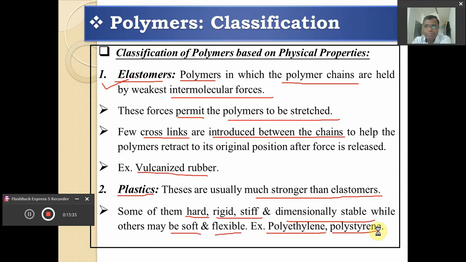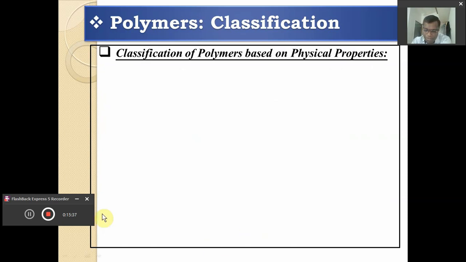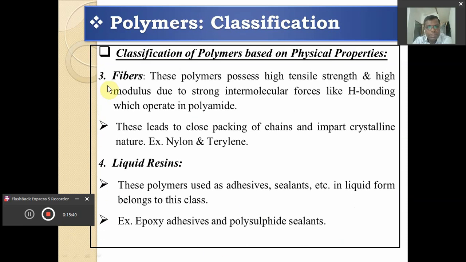So this is about the type of polymer based upon the physical properties. The next type of polymer based upon the physical properties is fiber. We have heard this word many times. What is a fiber? These polymers are present in many plants and animals also. These polymers possess high tensile strength and a high value of modulus due to rigidity, because of strong intermolecular forces like hydrogen bonding, which operates in the polyamide.